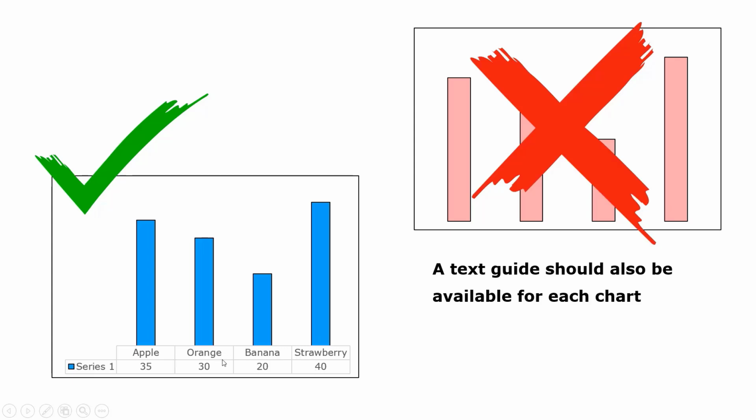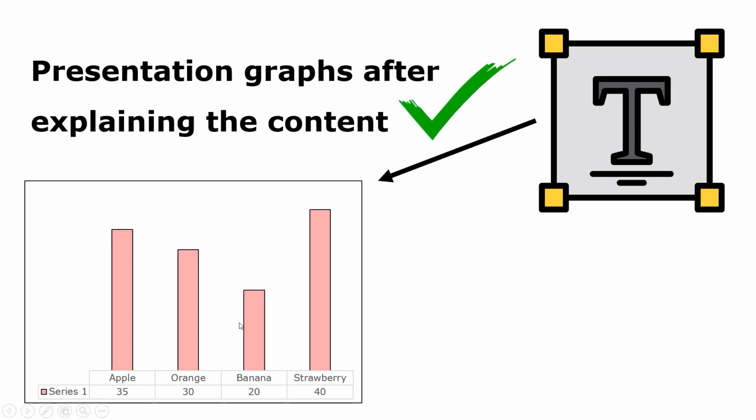So pay attention to add a guide text in your charts, and also pay attention that the charts are used to explain your content, so it is better to give a short overview about the chart and then show the chart in this way. The chart can convey your content to the audience better. And in this part I'm going to talk about the animations of the charts.